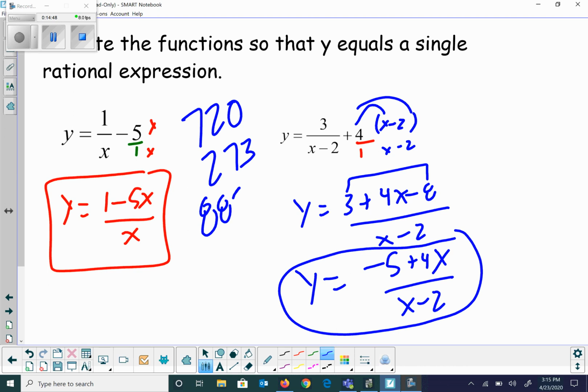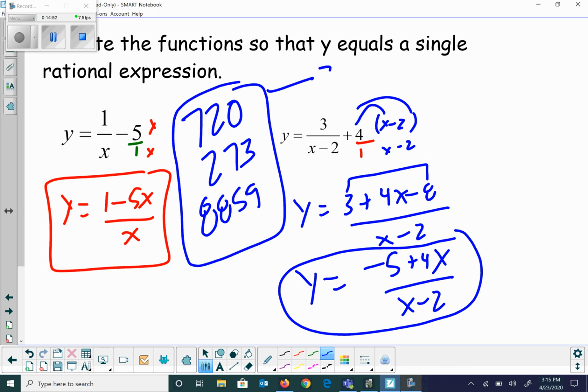720-273-8859. Happy to go over any homework problems. A lot of you have been contacting me. We've been doing Zoom lessons to go over these. So make sure you're getting this down, because this is material you will need for your next math class.